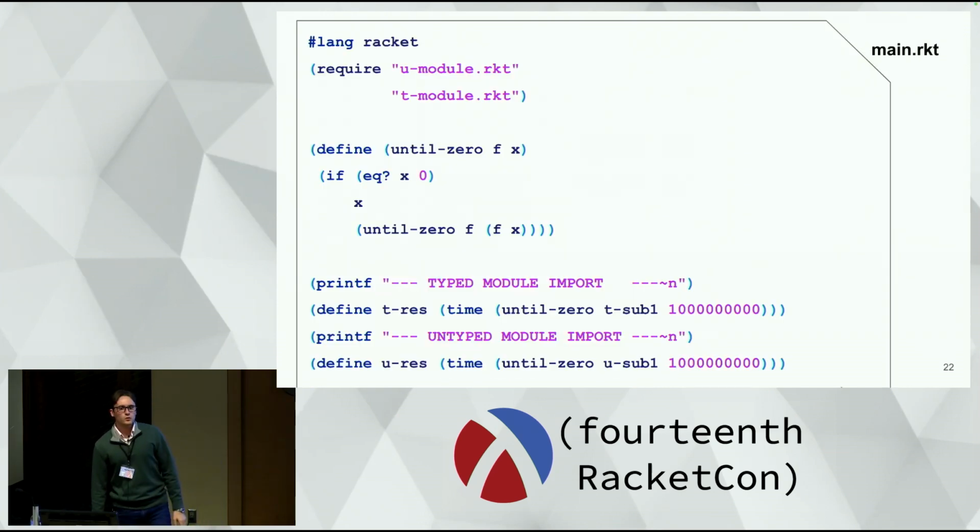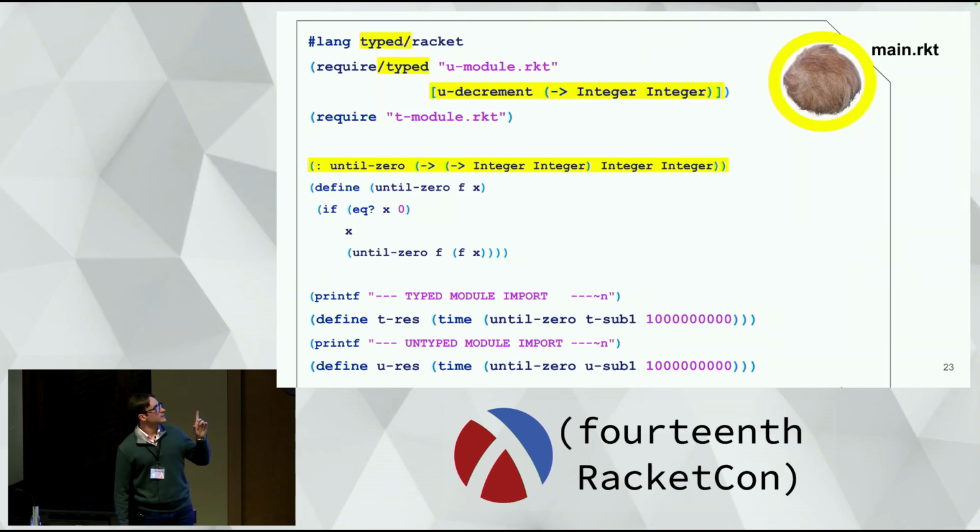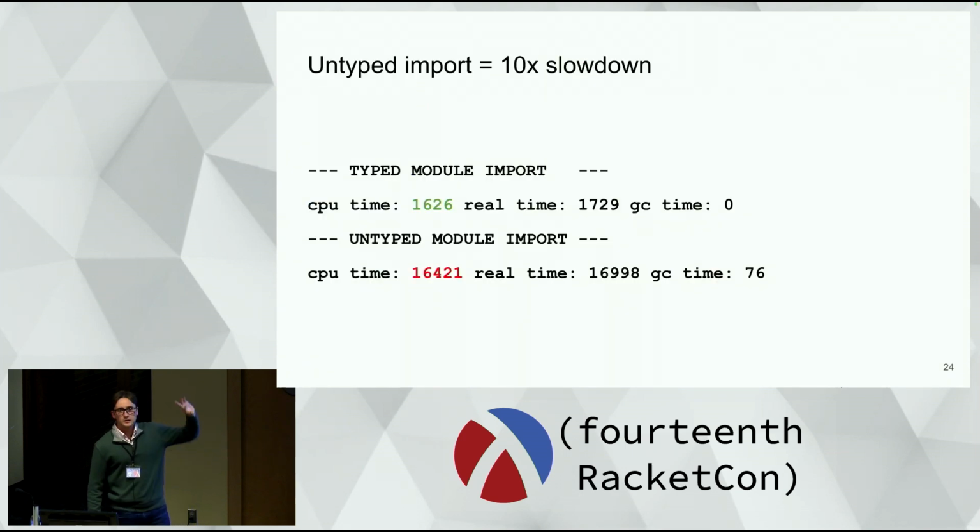And I also want to show you what happens when things are reversed. So when I add types to this main module, and I keep the same typed and untypedness of the other two, I'm just adding types to this main, what we see is that these numbers flip.